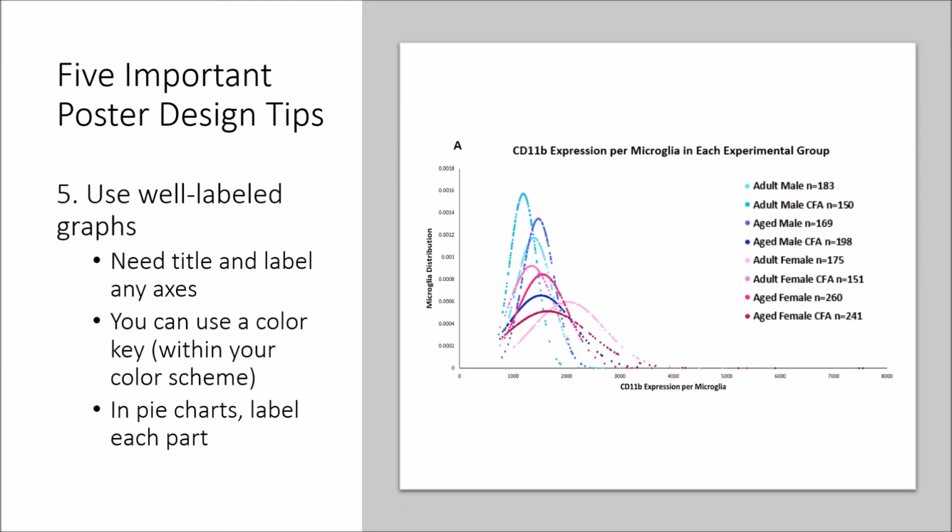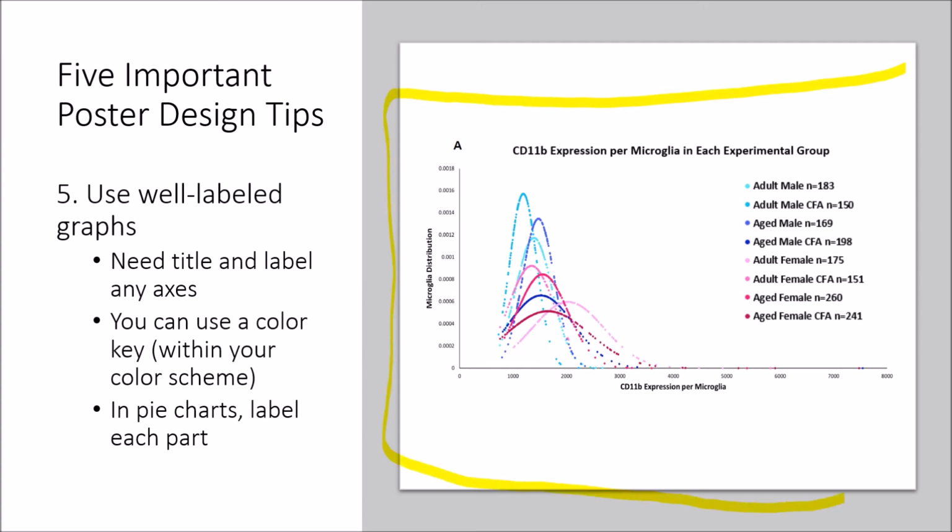This fifth tip is not for everyone because not all of your students will be using graphs or charts. However, for your students that do, be sure they're well labeled. Every graph needs a title that explains what it is, and all axes need to be labeled. Students can use a color-coded key, but try to ensure the colors fit within their color scheme. In a pie chart, label each of the parts of the pie. Again, this can be done through a color-coded key that fits your student's color scheme.